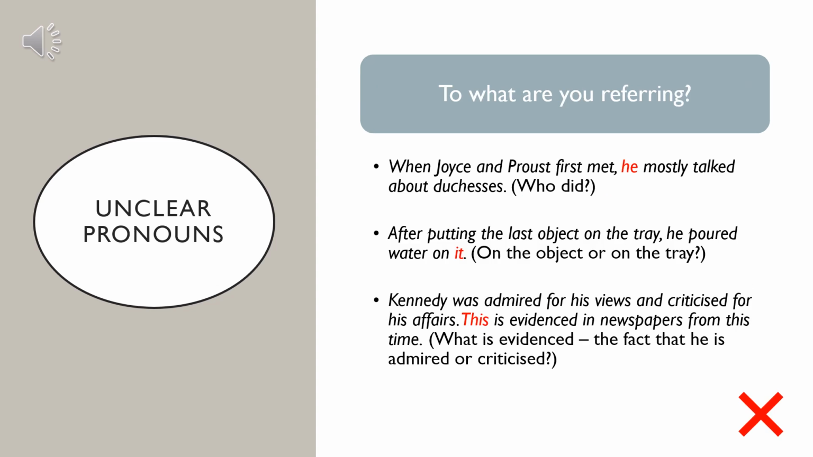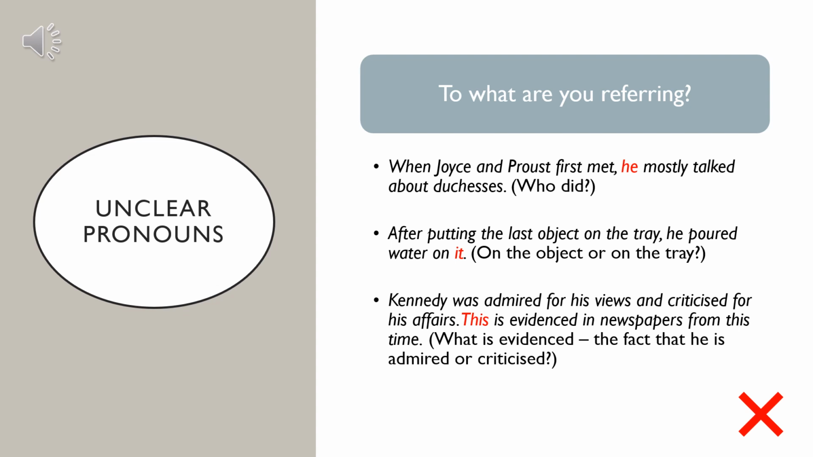Our final problem is the frequency of unclear pronouns. Look at these sentences. In the first, we're told that when Joyce and Proust first met, he mostly talked about duchesses. But the second clause doesn't make it clear whether the he refers to Joyce or Proust. In the second sentence, we're told, after putting the last object on the tray, he poured water on it. But the second clause doesn't state whether the water is poured on the object or the tray.